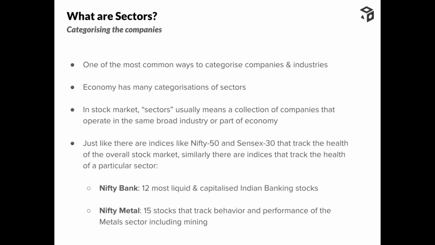Similarly, the Nifty Metal Index comprises 15 stocks that are representative and probably have a market share of 80% of the entire metals industry. But again, they don't comprise the entire metal industry. The 15 stocks are representative of the overall industry and help you track the behavior and performance of the overall sector. This includes mining as well in this case. That is what we mean in the context of the stock market when we talk about sectors.